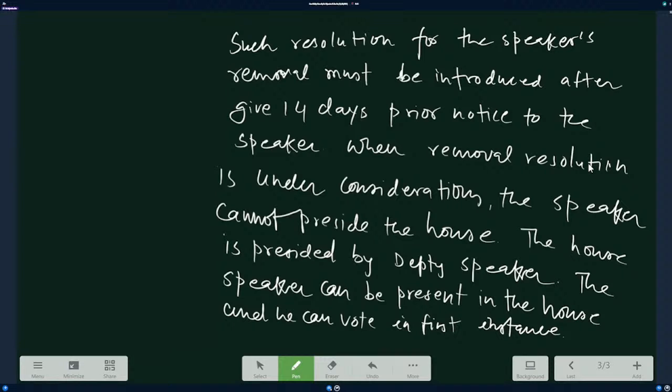First instance मतलब जब first time, तो फर्स्ट टाइम आपके पास आता है और आपने वोट कर दिया.